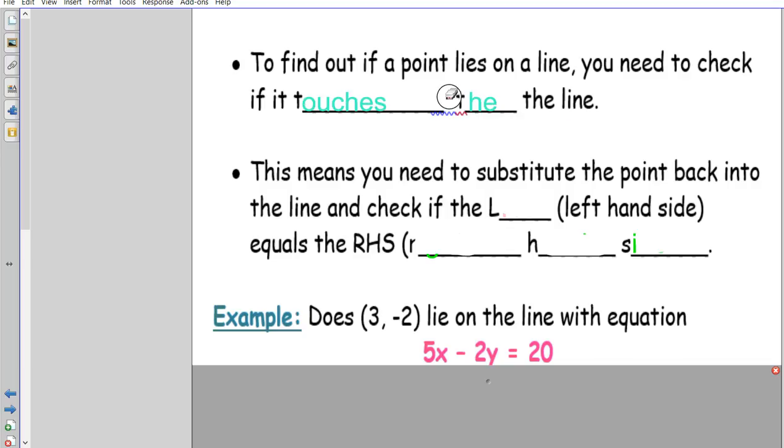So if a point lies on the line, like say you've got a line on a graph, if it lies on the line, then it's touching the line basically. It's not off the line out in space. It's actually somewhere on the line. So it touches the line.